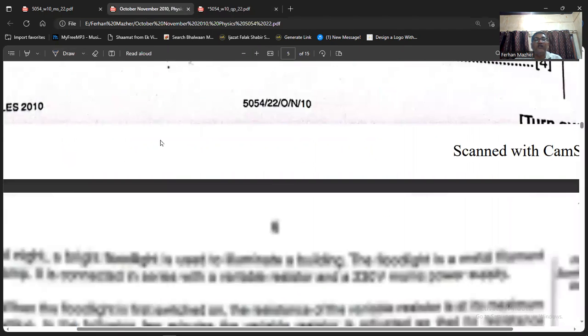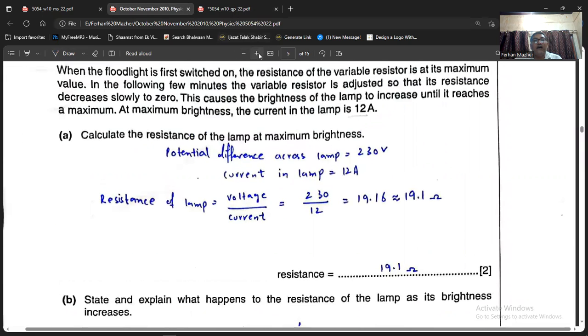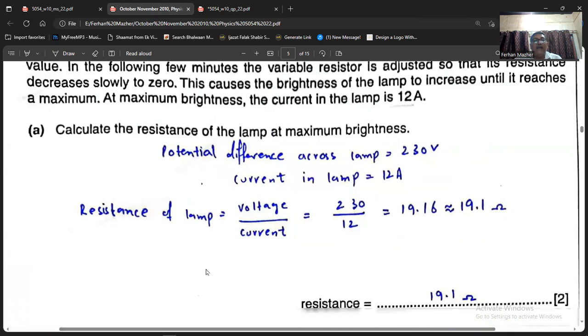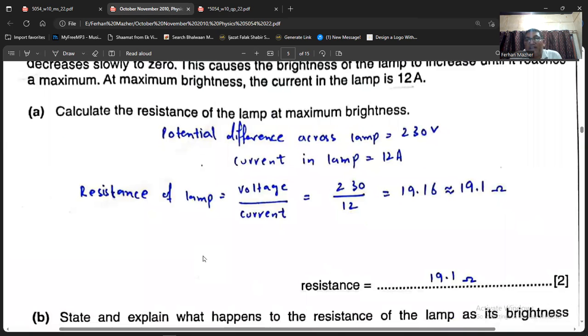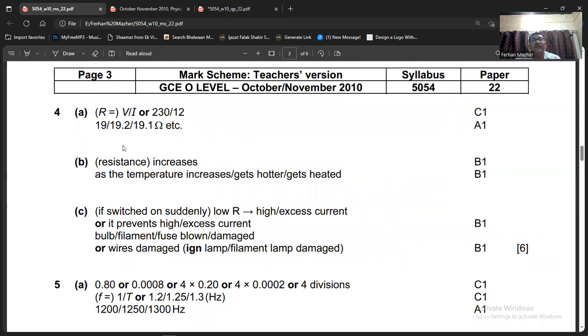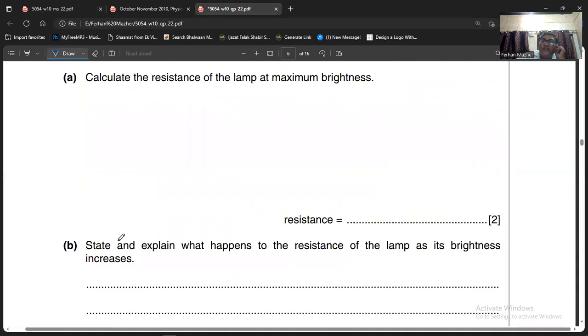According to Ohm's law, V is equal to IR, and R will be equal to V divided by I, voltage divided by current. So 230 volt divided by 12, that is 19.16. So it's approximately 19.1 ohm. So here we have 19.1, 19.2. The unit is ohm. I hope you understand. Okay, so we are going to the next question.